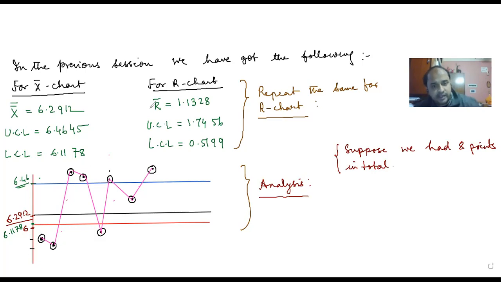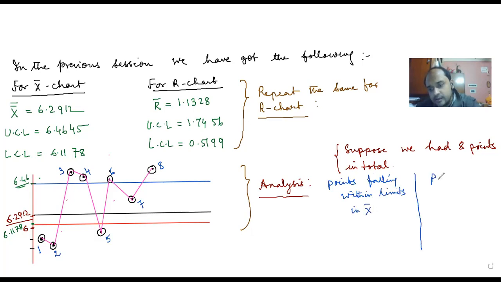Let us do it with a different color. This is my point number 1. This is point number 2. This is point number 3. Point number 4. Point number 5, 6, 7, 8. So we have seen points falling within limits in X bar, and points falling outside limits in X bar.